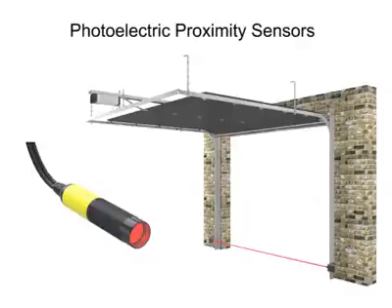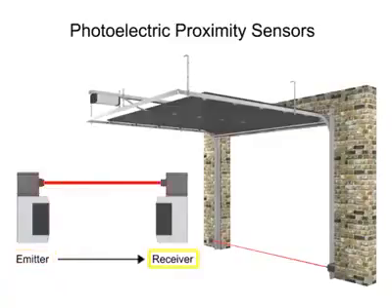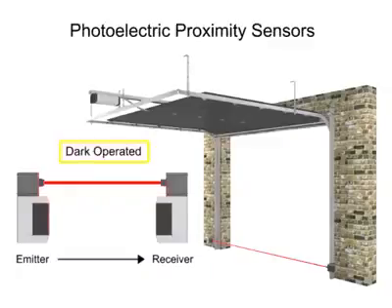Photoelectric sensors have the greatest detection range, from 1 millimeter to 25 meters or more. They operate by the use of an emitter, which transmits a beam of light to the receiver. When the light is normally being received, it is known as a dark-operated mode. When the absence of light is required, it is known as light-operated mode.